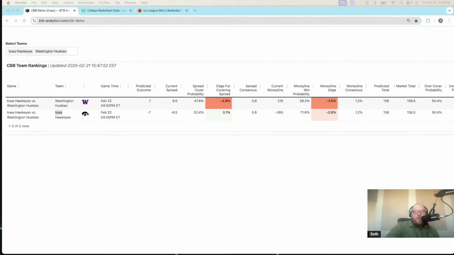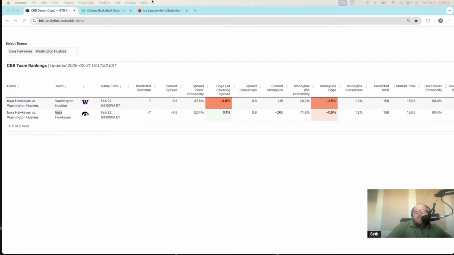Iowa could be a play. I think you may want to wait and see if you can get like a -105 or a +100 or like a -6, something like that. That is when I would start to look to play Iowa. But right now, FanDuel is the only one that has it up, and you can see there's a little bit of edge there.